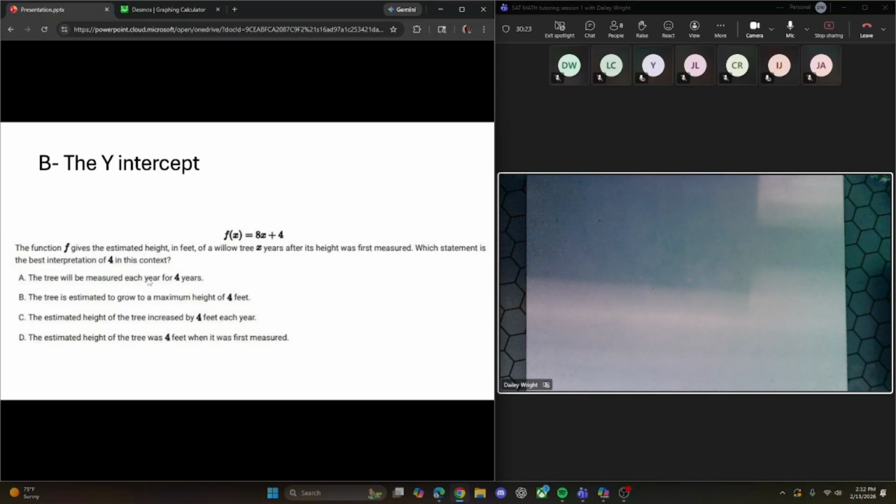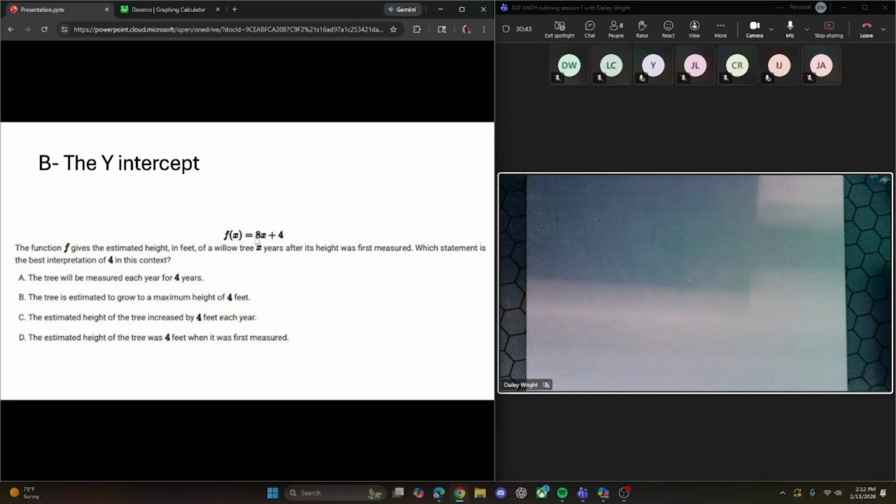The tree will be measured each year for 4 years. B in context problems is what you begin with, so that's not correct. You want to just look for the answer choice that's talking about what you begin with. Is estimated to grow maximum height of 4 feet. That's not true. The estimated height of the tree increases by 4 feet per year.